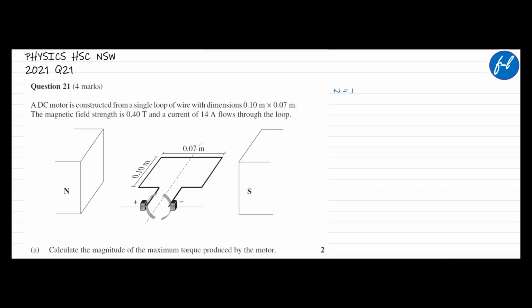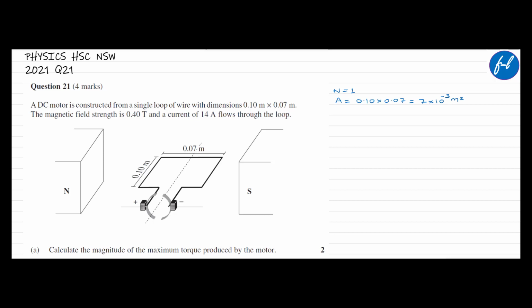So number of turns is equal to 1. And what are the dimensions? So dimensions are given definitely to arrive at the area, and that should be equal to 0.10 multiplied by 0.07. So this should be equal to 7 into 10 to the power of minus 3 meters square.